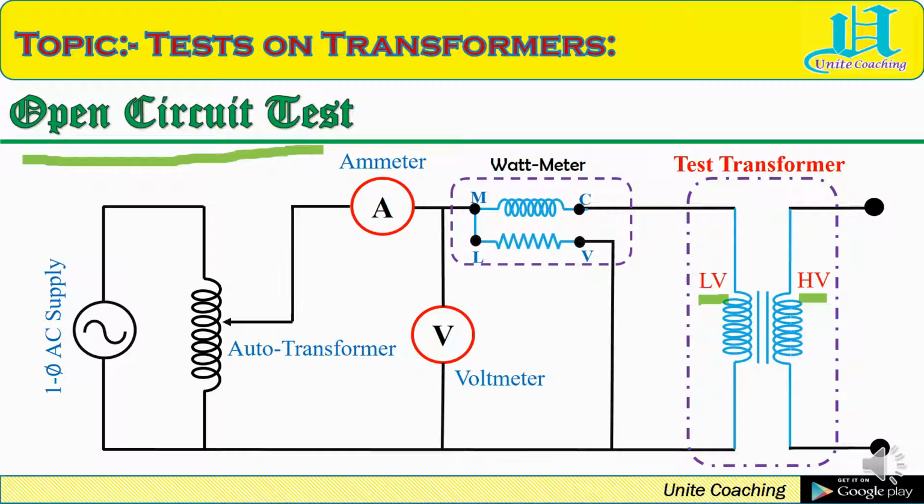So here a wattmeter is connected, obviously to measure the energy consumed by the transformer. An ammeter is connected in series to measure the current, and a voltmeter is connected in parallel to measure the voltage. An auto transformer is connected here. The purpose of the auto transformer is to vary the input voltage to the transformer. Basically, an auto transformer is a single winding transformer in which we can vary the voltage from 0 to the maximum position. And this is your single phase AC supply.